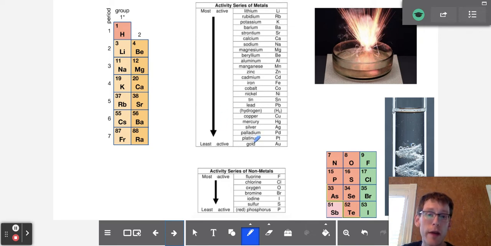You may be aware that gold and platinum jewelry do not need to be polished ever. The reason for that is that they are less active than hydrogen. So you could even throw them into acids and you would see no reaction, causing the gold or the platinum to oxidize.